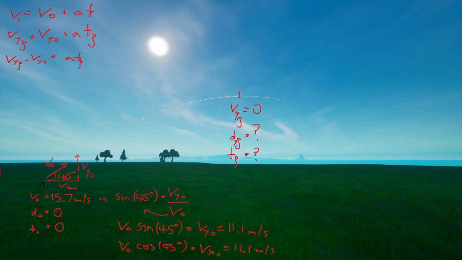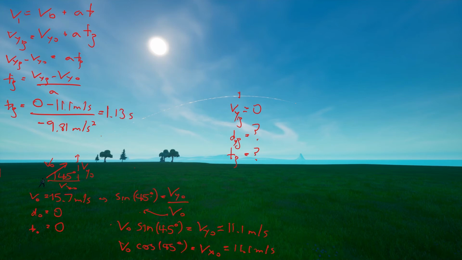Do some more rearranging from there, and you just get time at the peak equals vertical velocity at the peak minus vertical velocity at the start divided by acceleration. And we know all of these things now. So we just need to plug in our numbers and solve for the time. So time at the peak is now 0 minus 11.1 meters per second divided by negative 9.81 meters per second squared. And that will give us 1.13 seconds. So from the time it was shot to the time of the peak is 1.13 seconds.